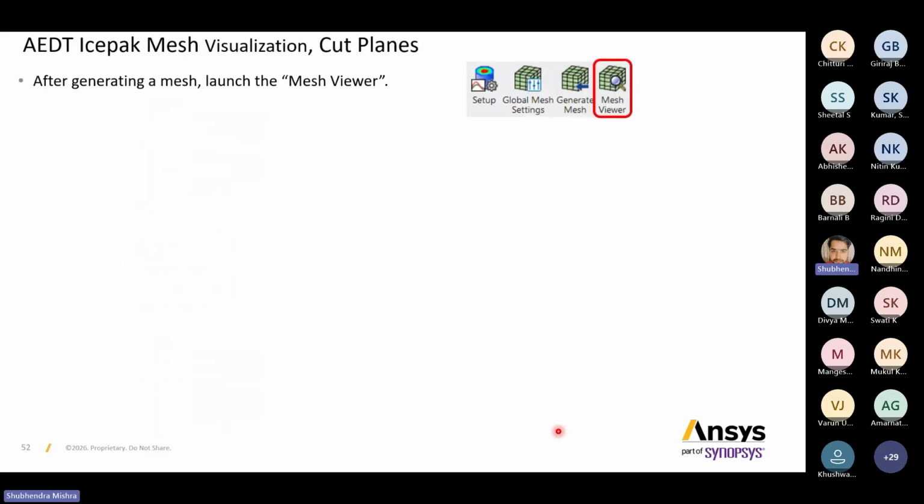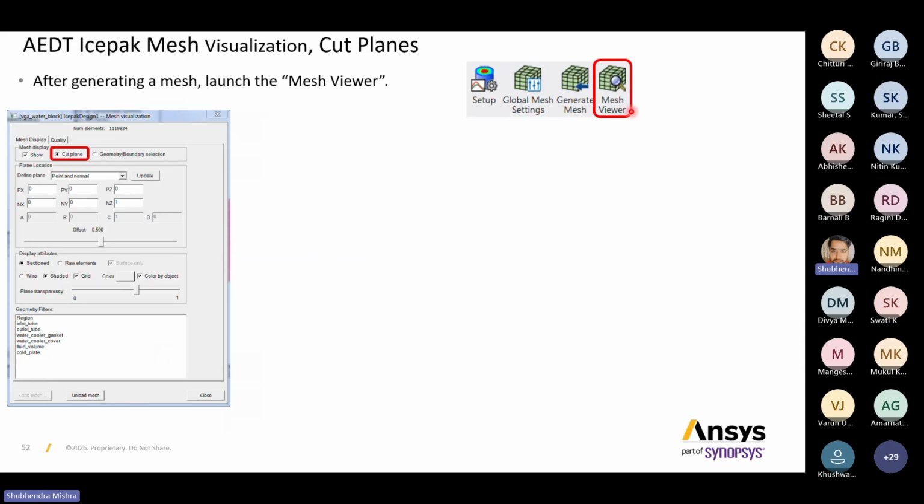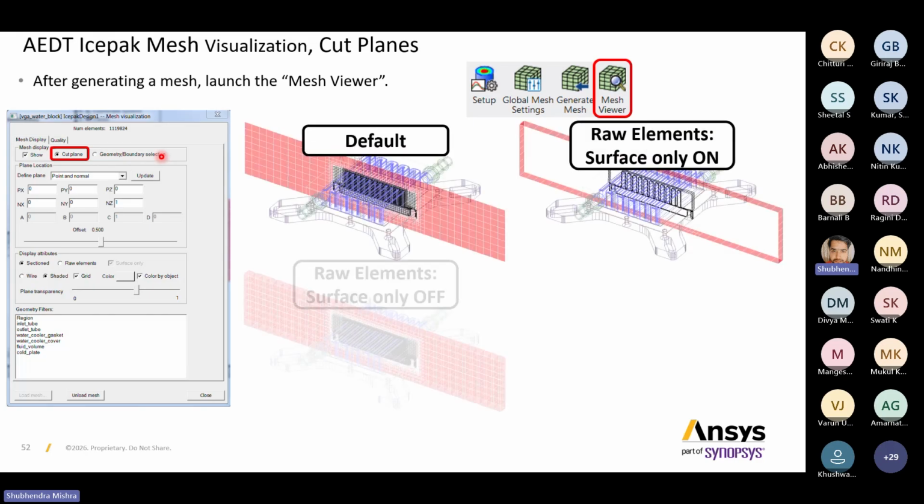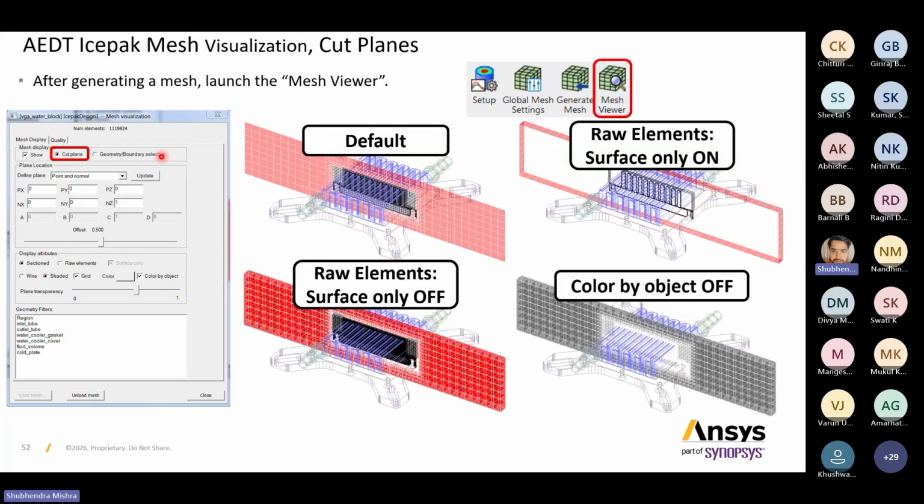After that, you can visualize the mesh. Just click on the mesh viewer, and accordingly you can change whatever results you want, like seeing the mesh on the surface, on a particular volume, on a particular object, or on the boundary selections where you have given. You can see all those types of meshes in Icepak itself. By default, the surface only mesh and the surface only option are off, and the color by object is off. The object color will be deselected, and you can evaluate that.